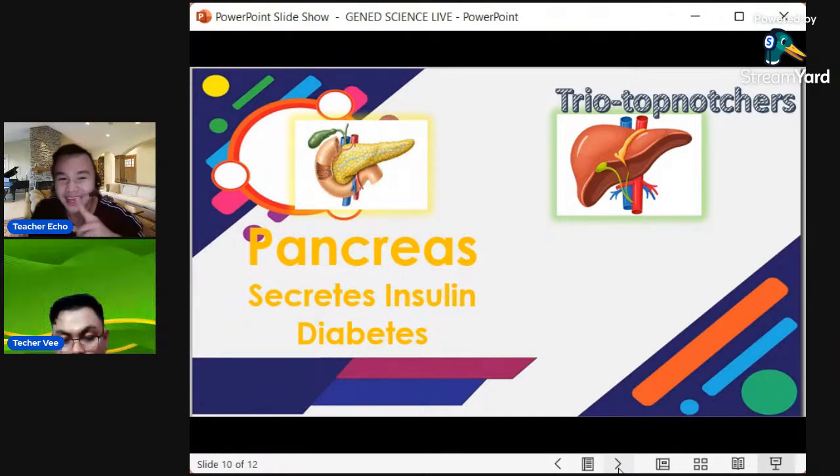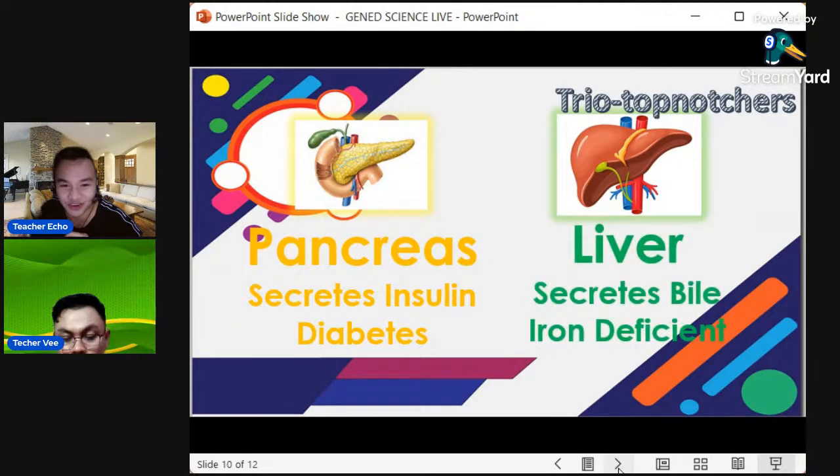Okay, so yung isa, tama po, that is liver. Liver po yung isa. Liver po secretes bile. Okay, liver secretes bile. Alright, bile. So kapag may iron deficient po yung person, si liver po mag-secrete ng bile.